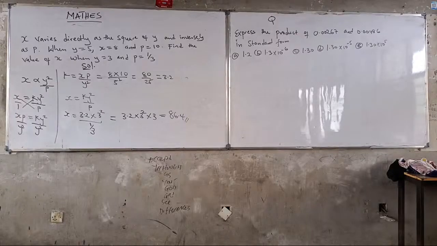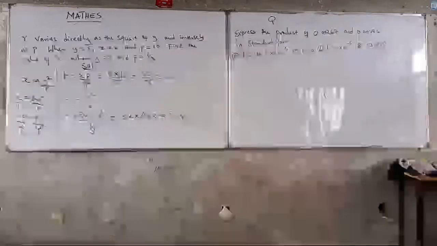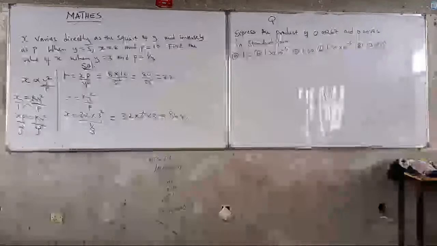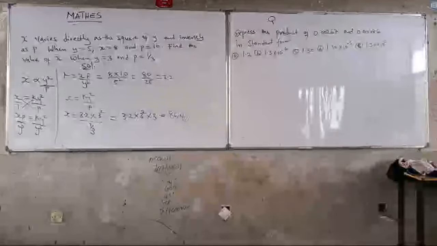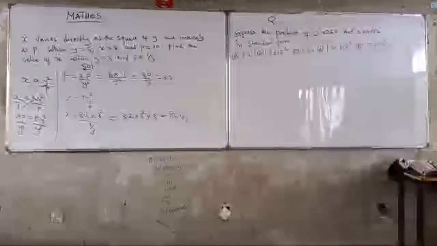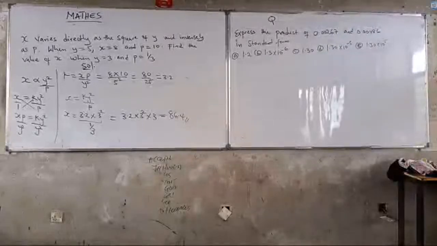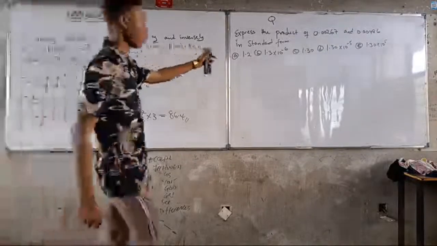How do you get the products? Even if the calculator is there, you need to know how to handle the numbers raised to power. So what's the answer in this question?